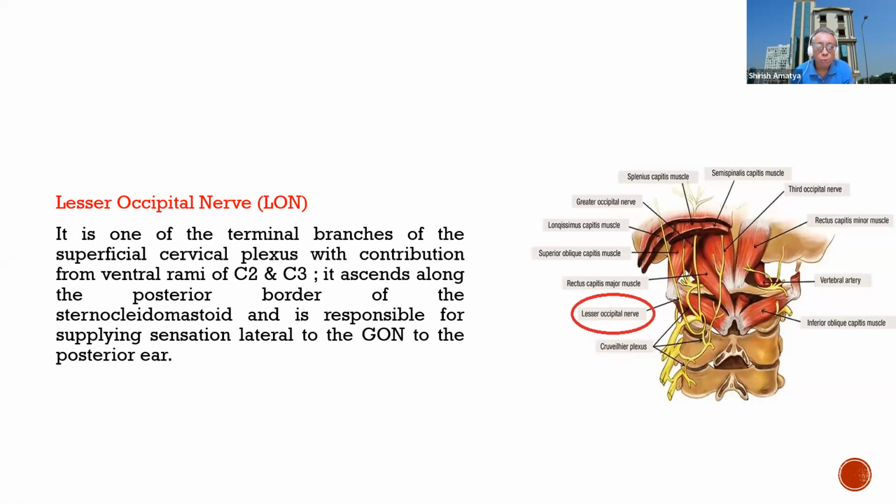sternocleidomastoid. So this is the catch point, as sir has already explained, and as you have seen in the ultrasound picture, the lesser occipital nerve always travels along the posterior border of sternocleidomastoid, whereas the greater auricular nerve travels above the belly of the sternocleidomastoid. So on ultrasound, if you get confused, just see the posterior aspect of the sternocleidomastoid, and the nerve which travels upward along the posterior border is the lesser occipital nerve, and the nerve which travels above the belly of the sternocleidomastoid is the greater auricular nerve.